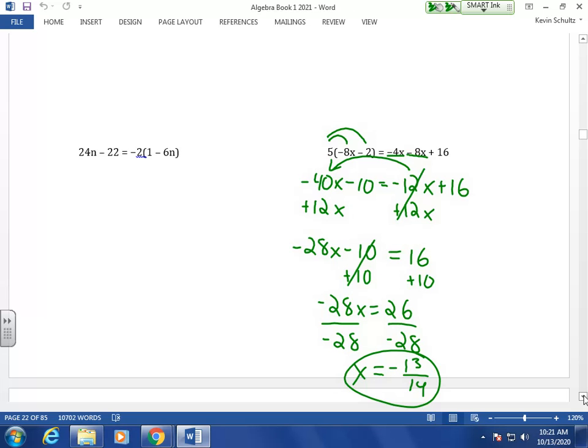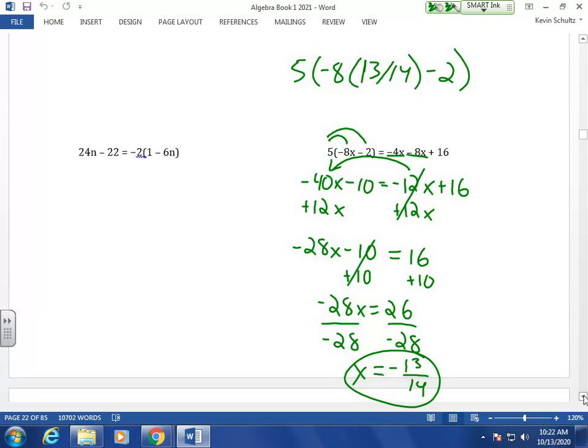Now, there are a couple ways that you could go about checking this. I don't recommend trying to do it mentally, especially with a fraction like 13 14ths. If it was 1/2, maybe a little bit different, but 13 14ths is pretty nasty. So, a couple things you can do. You can put it in your calculator: -5, -8, and then in parentheses, 13 divided by 14, minus 2. That will give you the value of the left side, right? And then do the same thing over on the right side: -4, then parentheses, 13 divided by 14, minus 8, parentheses, 13 divided by 14, plus 16. You should get the exact same answer.